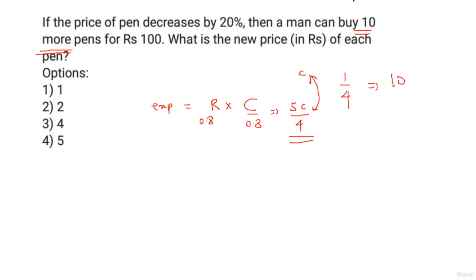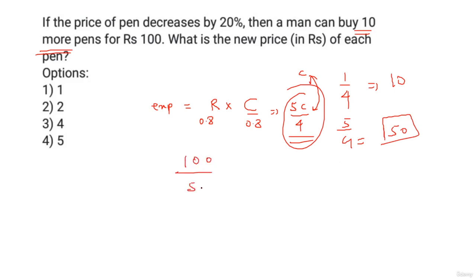How many pens are you buying now? That is 5c by 4, right? So 1 by 4 अगर 10 के बराबर है, then 5 by 4 किसके बराबर होगा? 5 times, which is 50. So the man is now buying 50 pens. 50 pens for how many rupees? 100 rupees. The price of each pen will be 100 divided by 50. A super small, sweet, and crisp approach to solve this question. That's it.